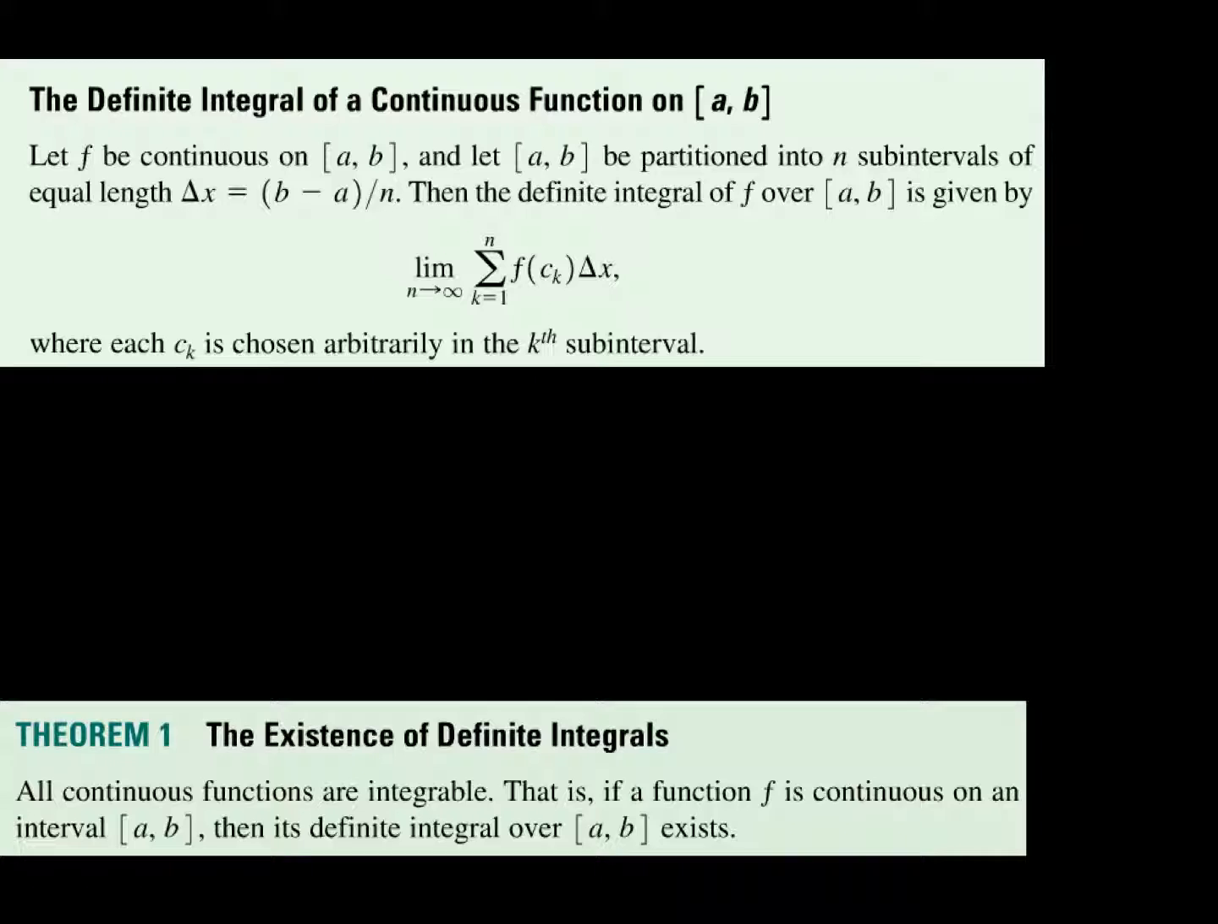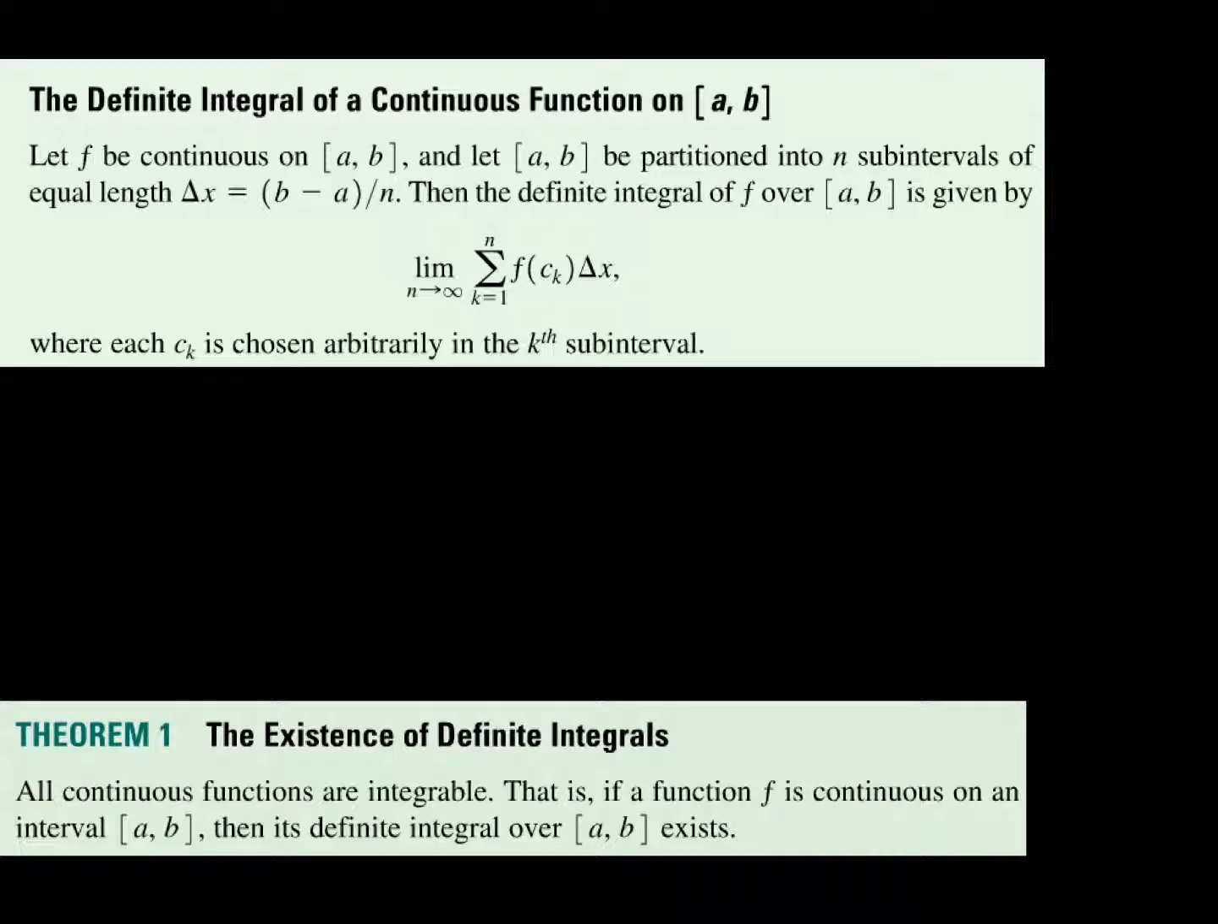The definite integral of a continuous function on the closed interval from a to b. So let f be continuous on this closed interval from a to b, and let this closed interval be partitioned into n subintervals of equal length, delta x, which we get by taking the length of the interval from a to b and dividing by n. Then the definite integral of f over the closed interval from a to b is given by the value of this limit, the limit as n approaches infinity of the sum from k equals 1 to n of f evaluated at c sub k times delta x, where each of these c sub k's are chosen arbitrarily in each interval.